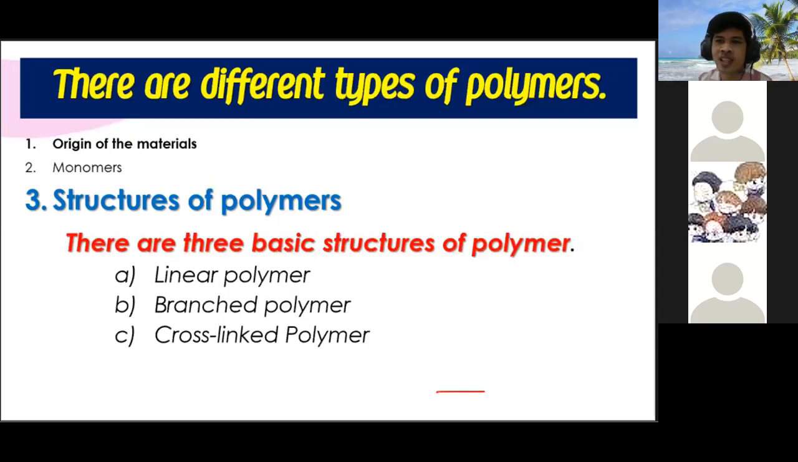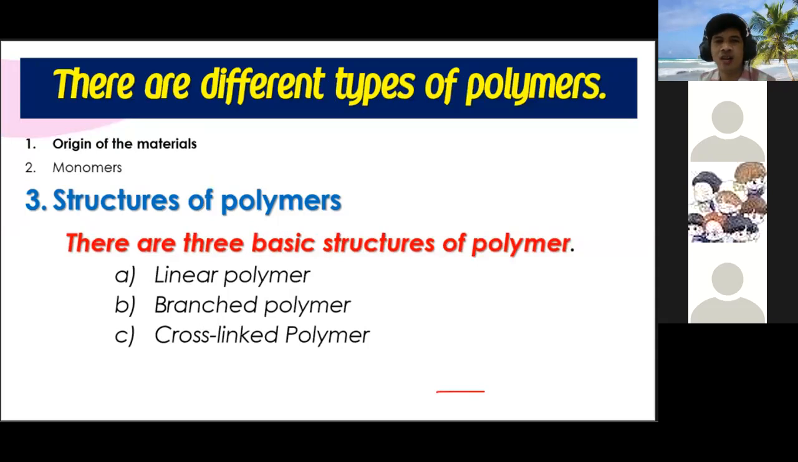Teacher, I'm here. Okay, Fluke, what are the 3 basic structures of polymer? Linear polymer, branch polymer, cross-link polymer. Okay, thank you so much. So these are the 3 basic structures of polymer: linear, branch, and cross-link.